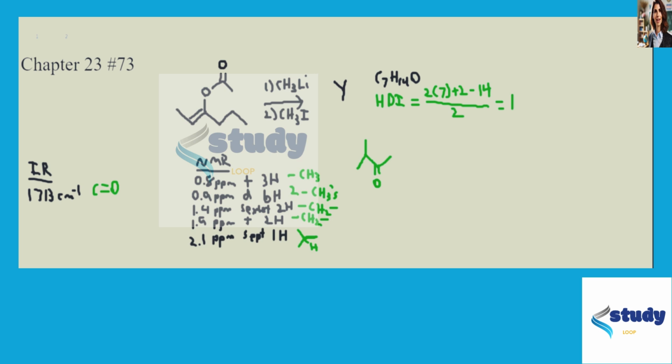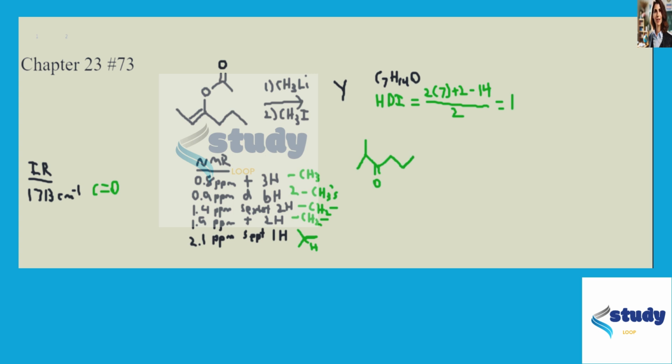Okay. And then the signal right above that at 1.4 ppm is a sextet that also integrates to 2. So another methylene group. 1, 2, 3, 4, 5, 6. That leaves us 1 carbon. So there is our methyl group.